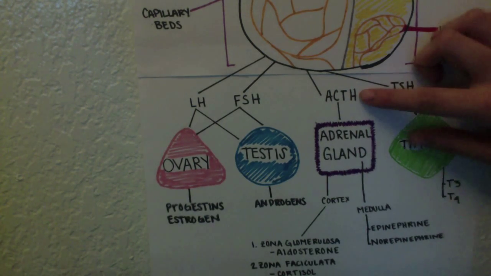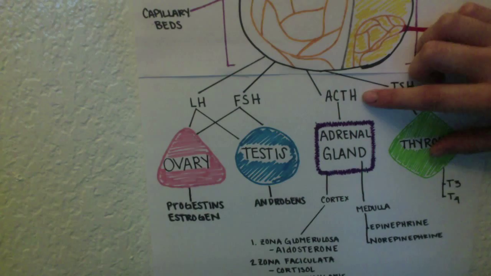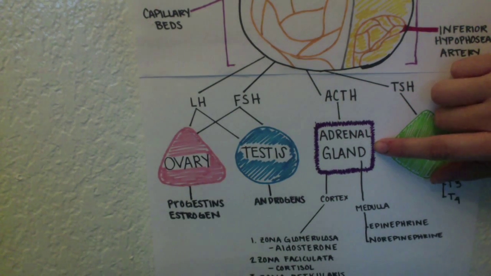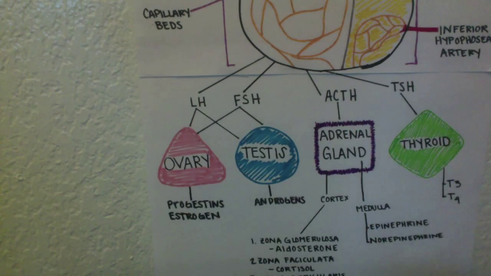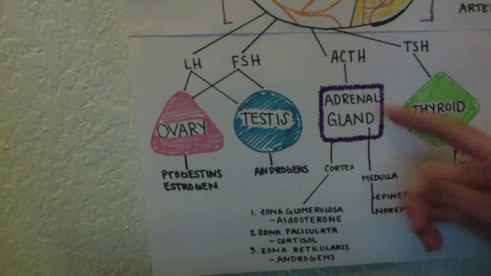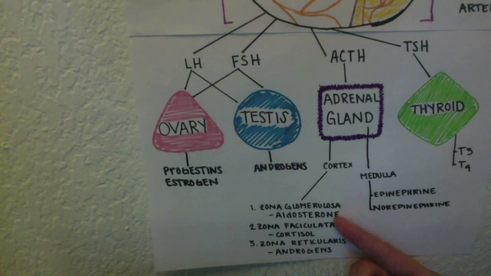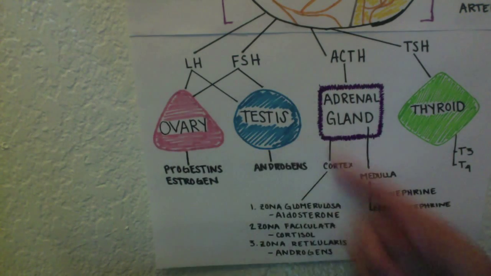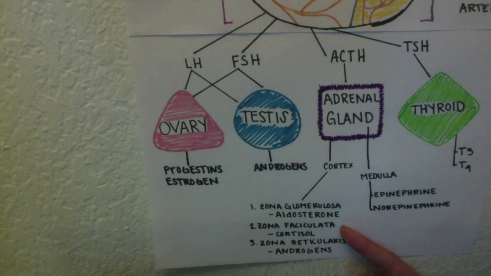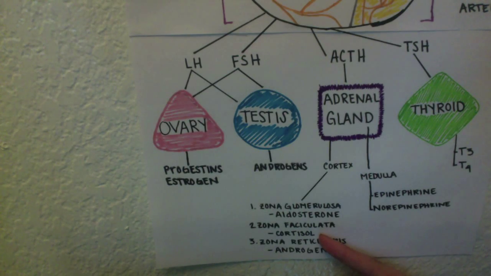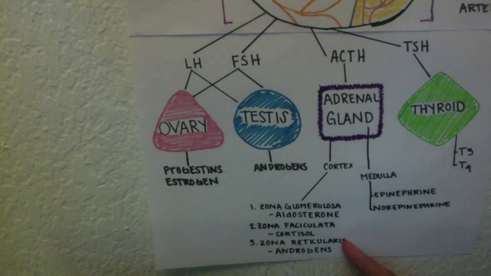Next is ACTH, which is adrenocorticotropic hormone, and it goes to the adrenal gland. The adrenal gland is actually made up of an outer cortex and an inner medulla. The cortex contains three regions: the zona glomerulosa, which secretes aldosterone, and it's a precursor for the androgens and progesterones. The zona fasciculata is another layer which secretes cortisol, and what cortisol does is it accelerates glucose and glycogen synthesis. And lastly, the zona reticularis secretes androgens, which are precursors.